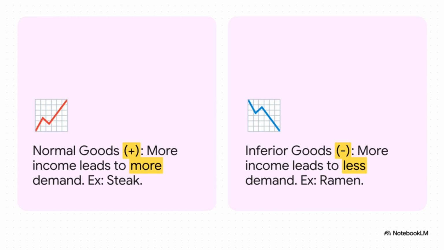If you get more money and you buy more of something, like a nice steak, that's a normal good. It has a positive elasticity. But if you get more money and you buy less of something, like cheap instant ramen, that's an inferior good. It's got a negative elasticity because you're upgrading.